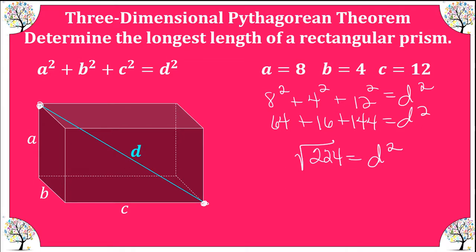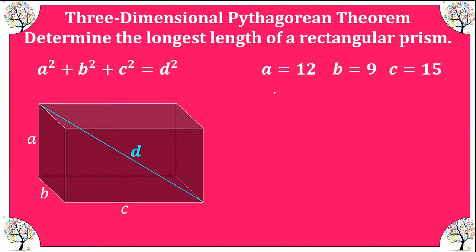And then we're going to take the square root, and that distance is going to be about, it says 14.9666629 and so forth. So I don't want to round this to a 15. So I'm going to round to the hundredths this time. And that is going to be the longest distance inside that container.